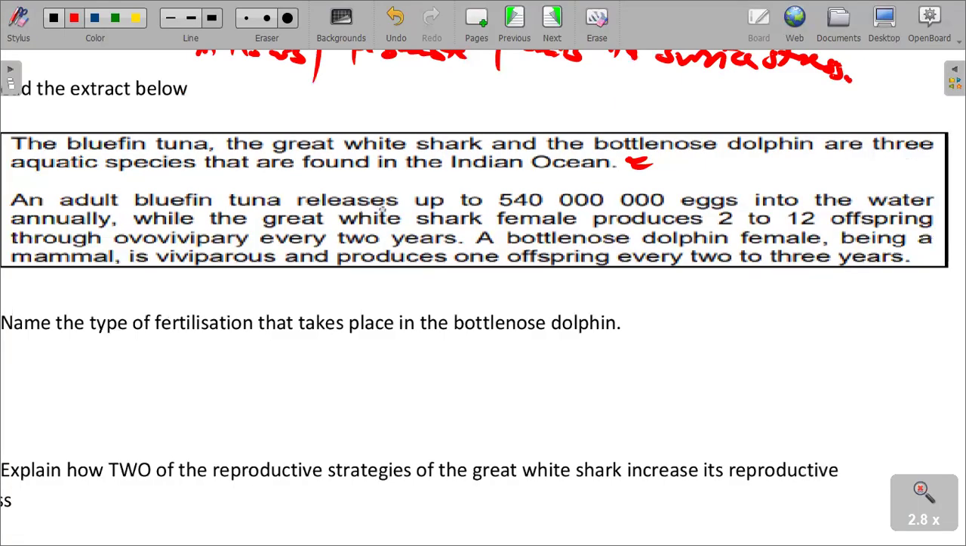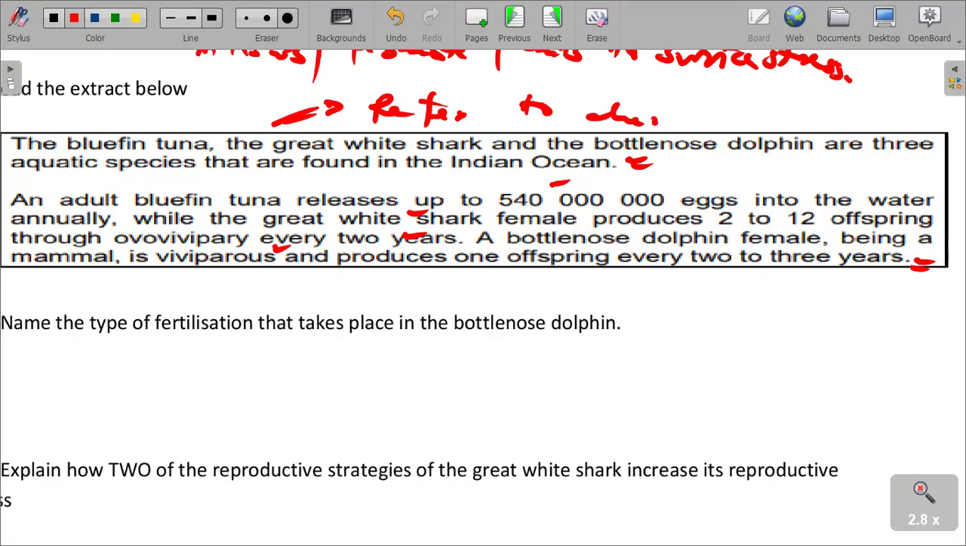The adult tuna releases a number of eggs in water annually, and the great white releases 2 to 12 offspring through ovovivipary every 2 years. A bottlenose dolphin female, being a mammal, is viviparous and produces offspring every 2-3 years. We are talking about the forms of reproduction.